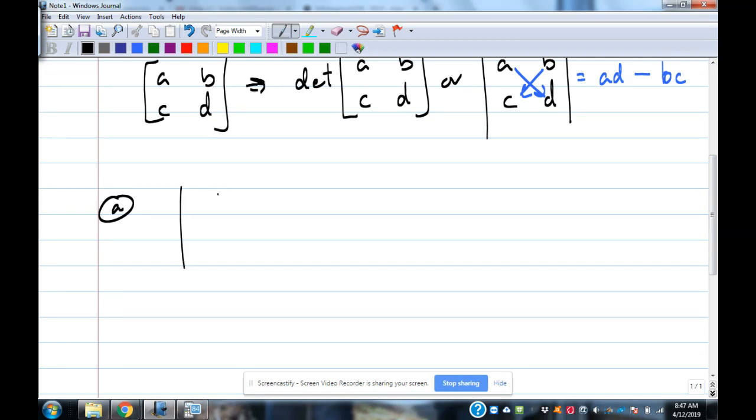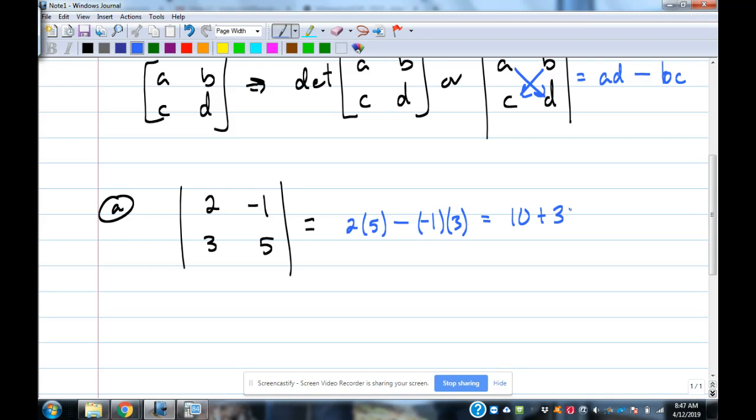So let's do the determinant of 2, -1, 3, 5. We'll put some numbers in there. So big absolute value marks. That tells me, hey, you're finding the determinant of this. You're not doing anything else. So that'd be 2 times 5, and I'm writing out that extra step, minus -1 times 3. This will be 10 plus 3, which is 13. So that's doing it by hand. Took less than 10 seconds.